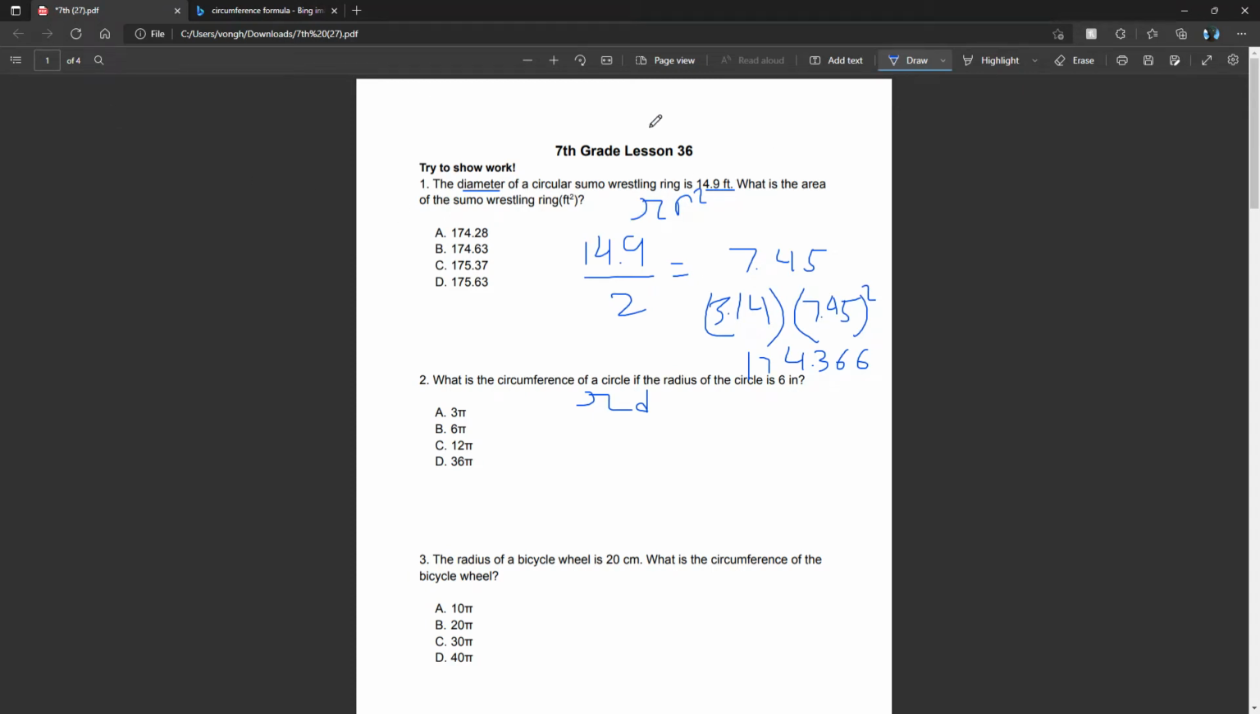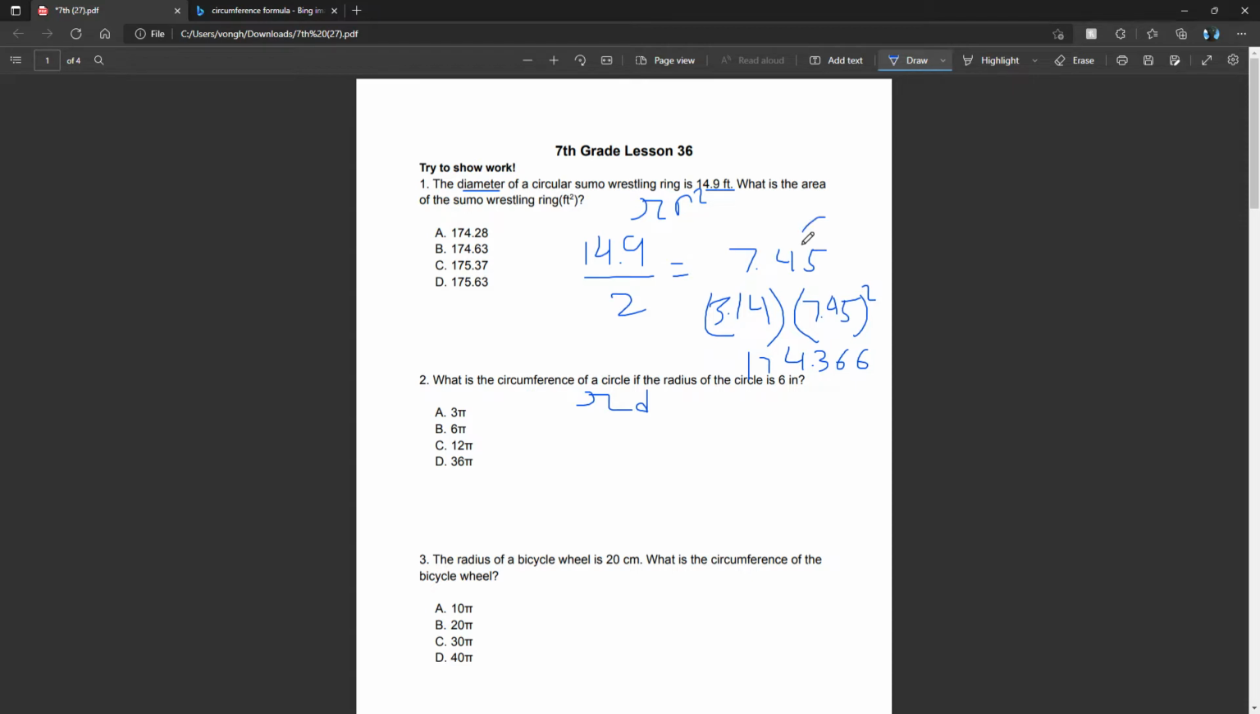This is a 7th grade worksheet for lesson 36 and I'll be covering it. The diameter of a circular sumo wrestling ring is 14.9 feet. What is the area? So to calculate area, you would do pi times r squared, and r is the radius. But we're given the diameter, so we need to convert this diameter to radius, and we would do that by dividing by 2, because diameter is just 2 times the radius, or radius is half the diameter. So you do 14.9 divided by 2, you get 7.45.